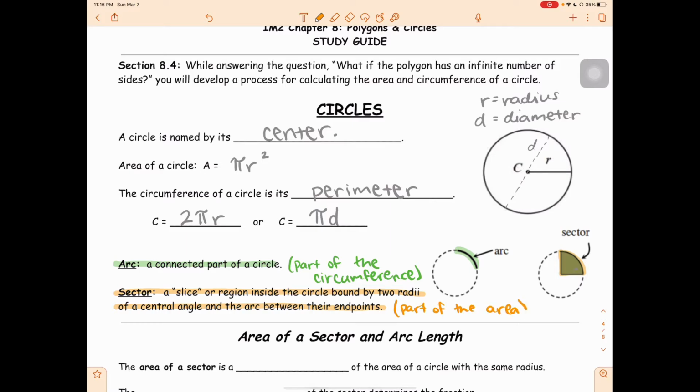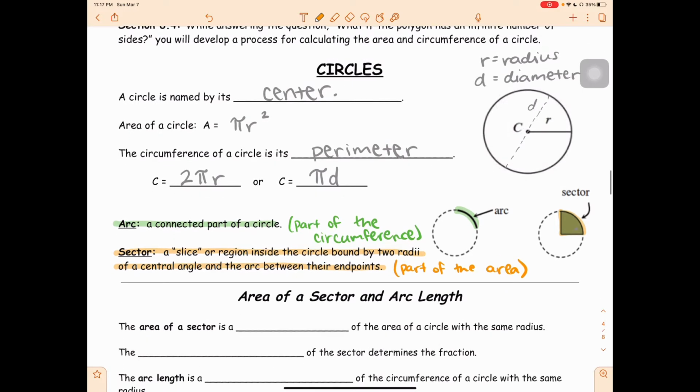So instead of calculating just the entire area, we need to know the full area and that certain part of the circle. So you would multiply it by whatever fraction that part is of the circle's area. Same thing with the circumference. We're basically going to identify and determine how much the arc is of the entire perimeter or the circumference. And then that's what you're going to multiply the whole circumference by.